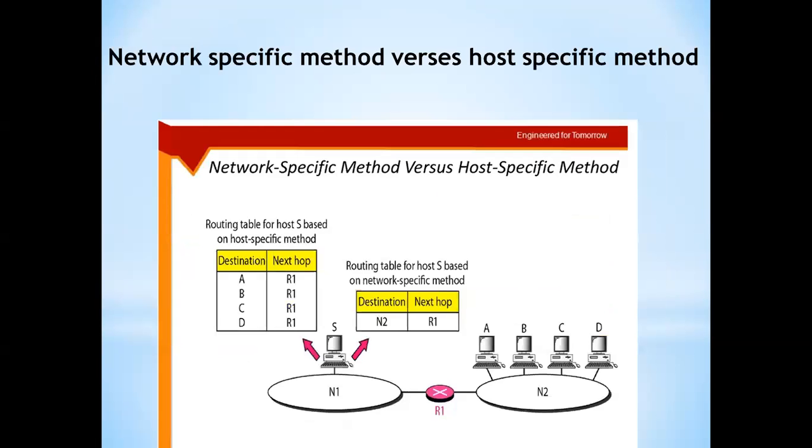Next is network specific method versus host specific method. In the host specific method, the routing table of the host or router will specify each destination host connected to the same physical network. This increases the number of entries in the routing table and makes it large. But in the network specific method, we only have one entry corresponding to the destination network. That is shown in the figure. That means we can consider all hosts connected to the same network as one single entry. This will reduce the routing table and simplify the searching process considerably.